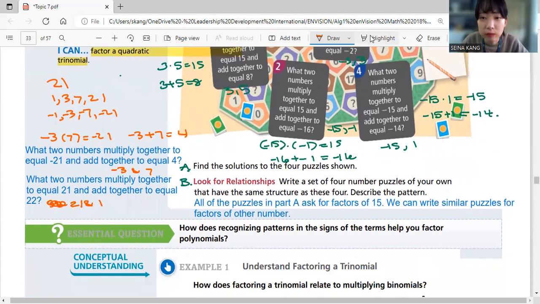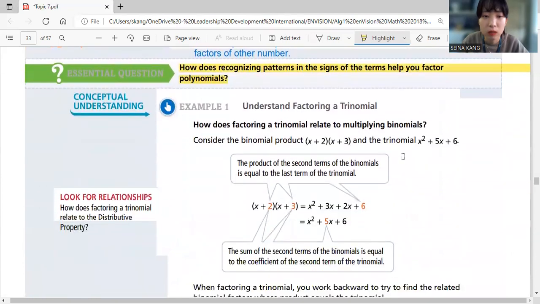The essential question for this lesson would be, how does recognizing patterns in the signs of the terms help you factor polynomials? So let's start with example 1. Understand factoring a trinomial. How does factoring a trinomial relate to multiplying binomials? So let's first look at an example, okay? Let's consider binomial product x plus 2 times x plus 3 and the trinomial x² plus 5x plus 6, okay?